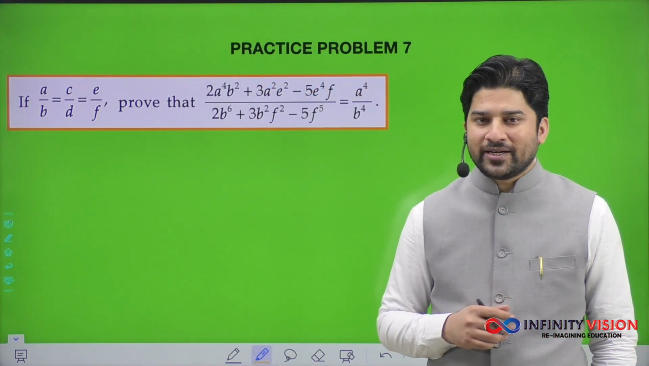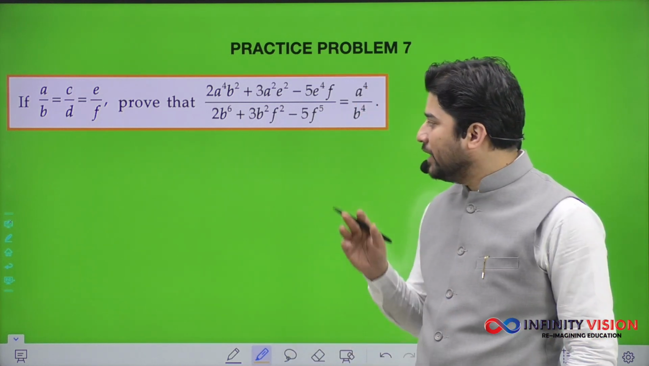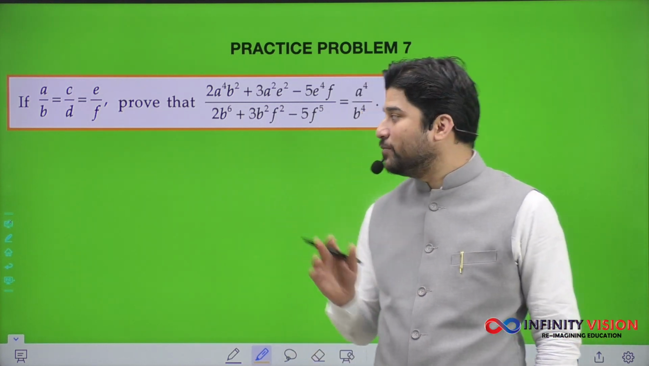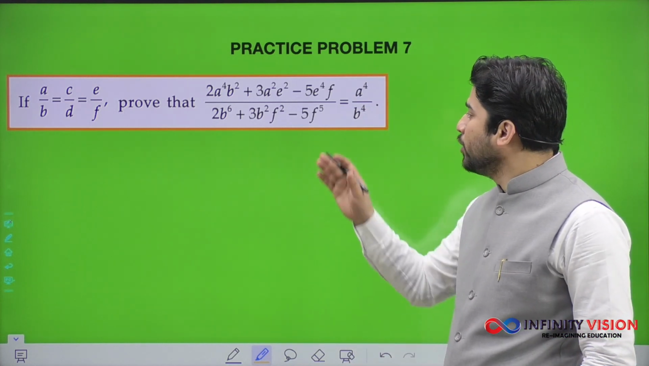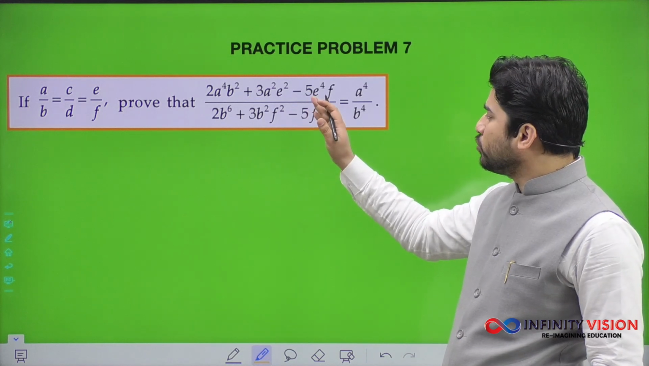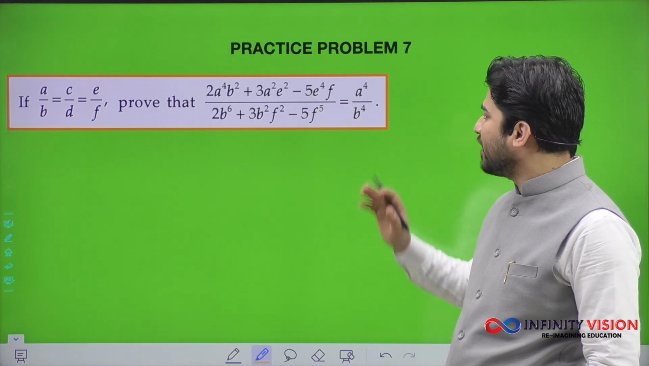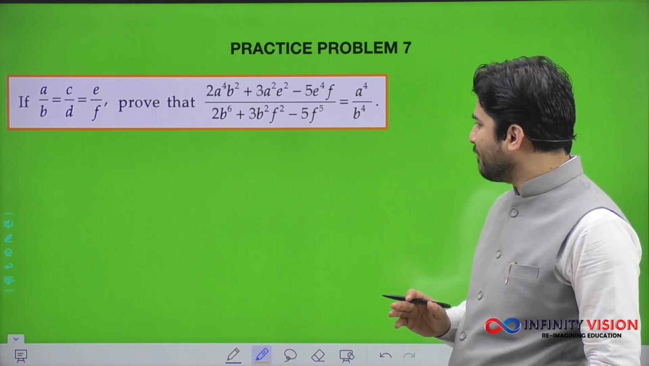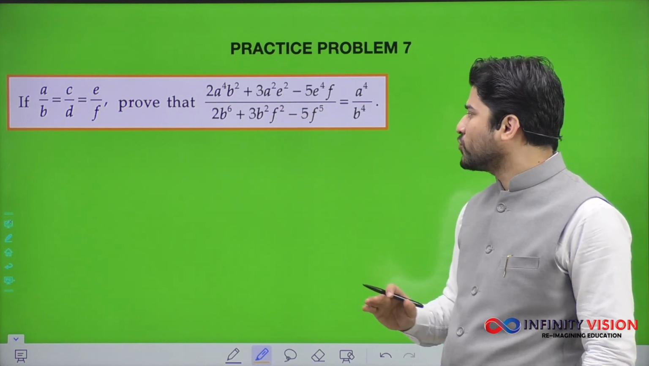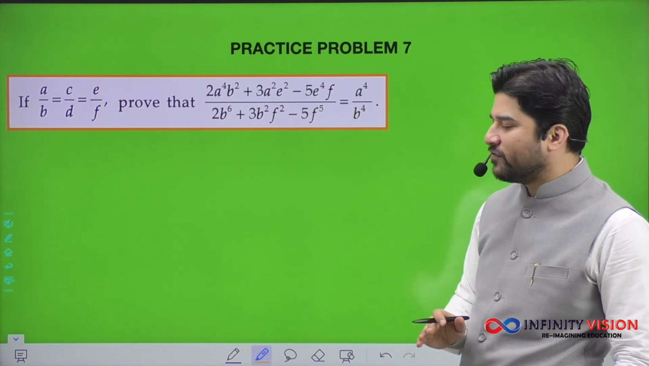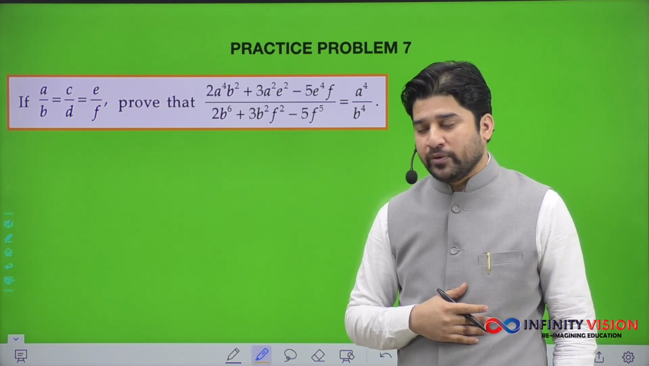Now let's look at our seventh problem. The problem says if a by b equals c by d equals e by f. So you have a continued ratio and all the three are equal. Prove that 2a to the power 4 b square plus 3a square e square minus 5e to the power 4 f upon 2b to the power 6 plus 3b square f square minus 5f to the power 5 is equivalent to a to the power 4 upon b to the power 4.